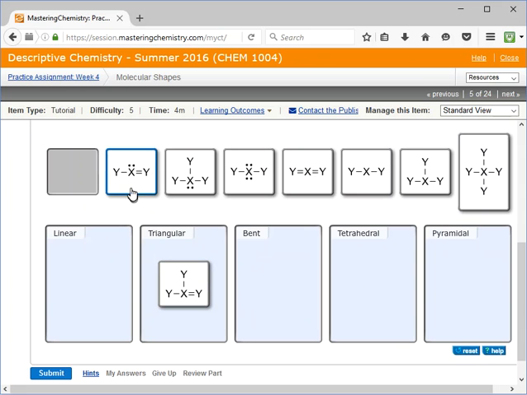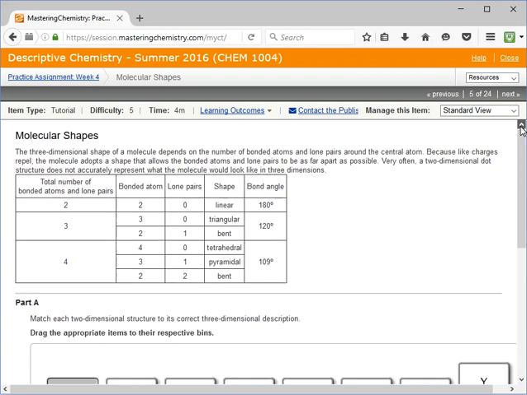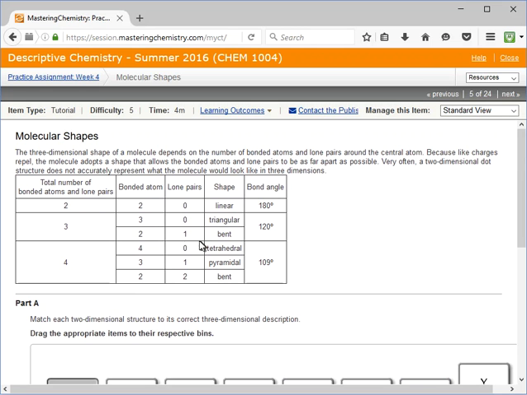This one in here has an atom here and an atom here. That's 2 atoms. He's got a lone pair of electrons. So he's got 2 atoms and a lone pair. So if I have 2 atoms and 1 lone pair, then I'm down here, and my shape is bent.